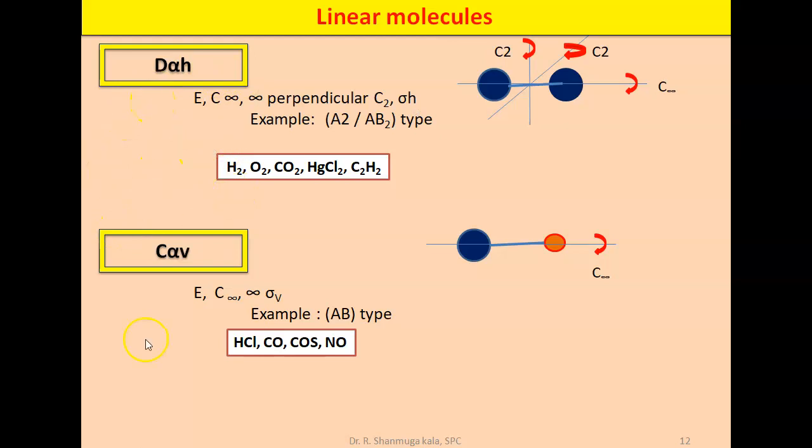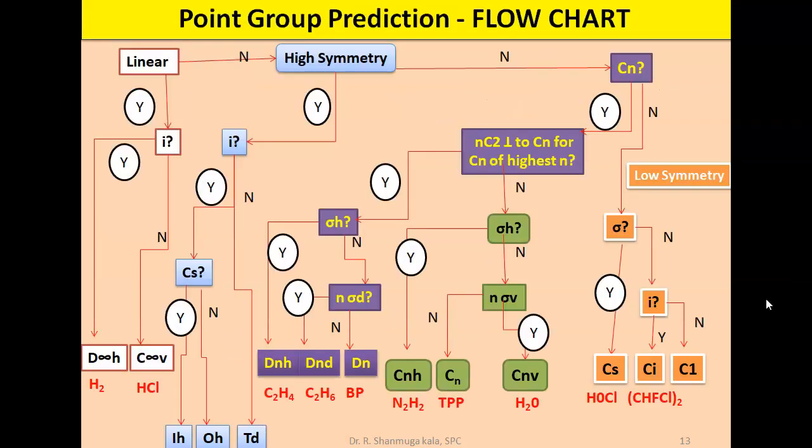D infinity h point group. And C infinity v: this point group is there for heteronuclear diatomic molecules like HCl or CO. So here the bond axis is a C infinity axis and there is no C2 axis perpendicular to that, right? Hence identity, C infinity and an infinite number of sigma v operations. So C infinity v is the point group.